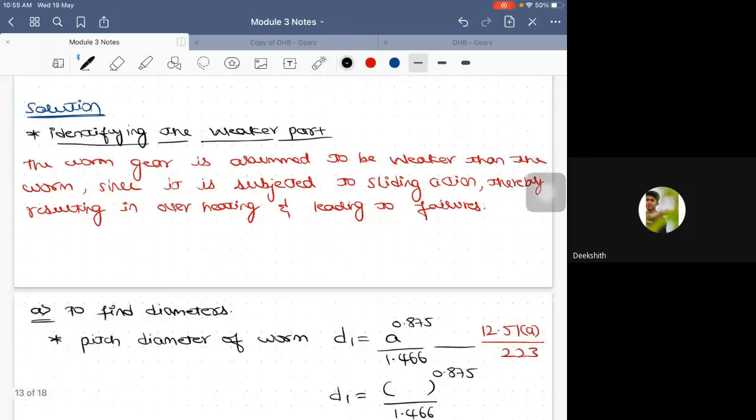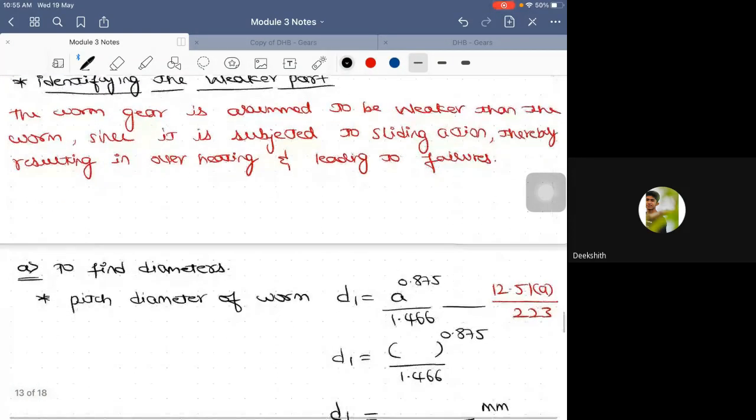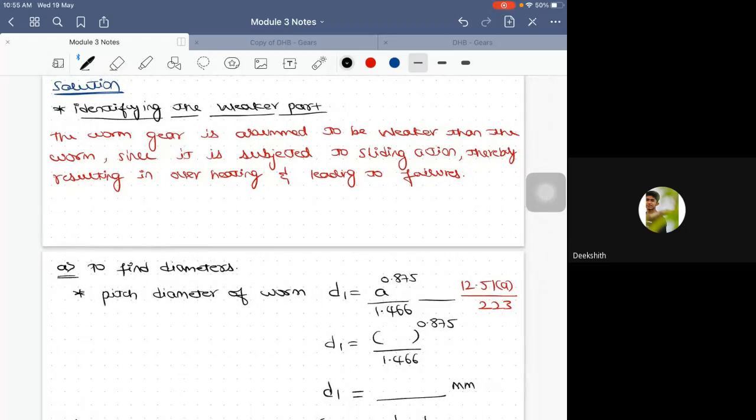So the first step is to find the diameters. To find the diameter, you have an expression in page number 12. Don't directly take it from the screen. Please go to your data handbook. Check for the expression 12.51a from page 223. From there, you pick the expression d1 is equal to a to the power of 0.875 divided by 1.466. We are using this since the center distance is known. Now, a value he has given as 180. Just substitute 180 over there and give me the value of d1.